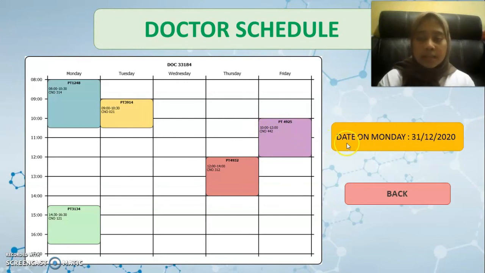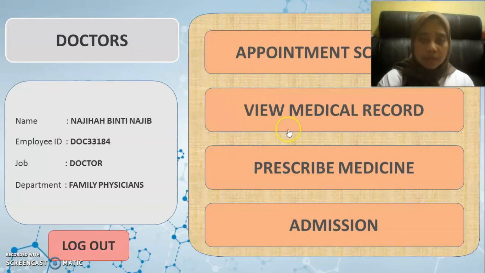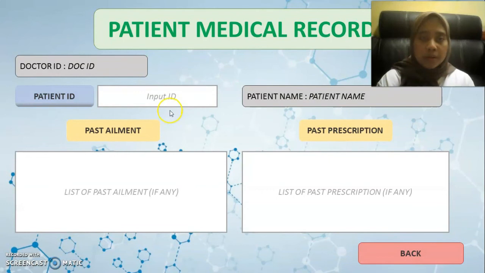Okay, this is the date, Monday 31 December 2020, that the doctor views this schedule. Okay, now we go back. Now we go to view medical record. This is the past medical record for this patient.